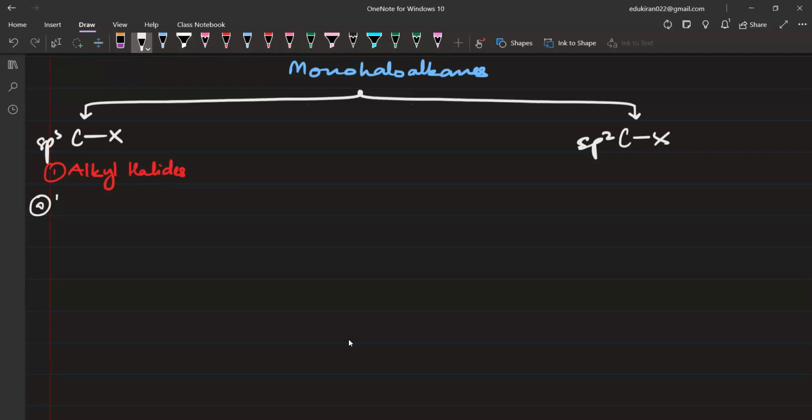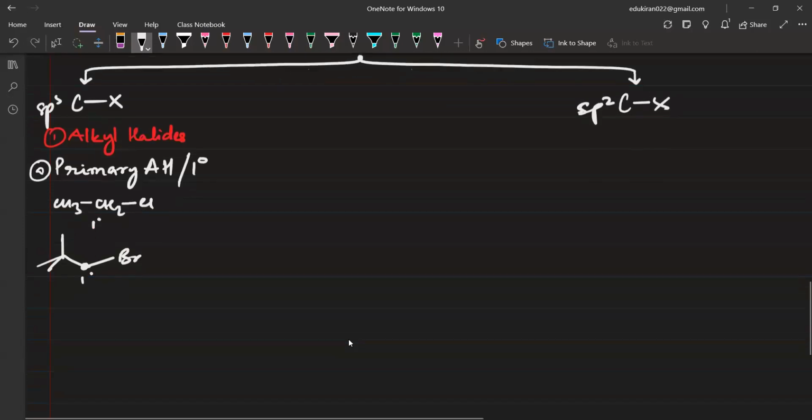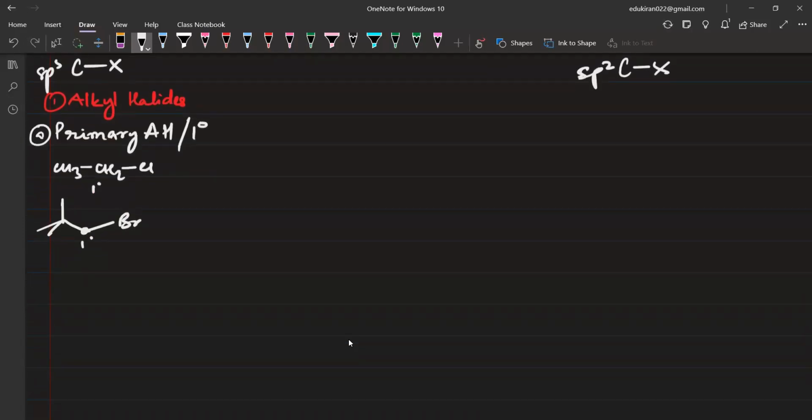Number one classification, that is primary. Primary alkyl halide. Okay? This is 1 degree alkyl halide. For example, if you have CH3CH2Cl, the carbon atom that is connected to halogen is 1 degree carbon. Or the case we gave you earlier, this carbon atom is also a 1 degree carbon atom. So the carbon atom connected to the halogen is 1 degree.